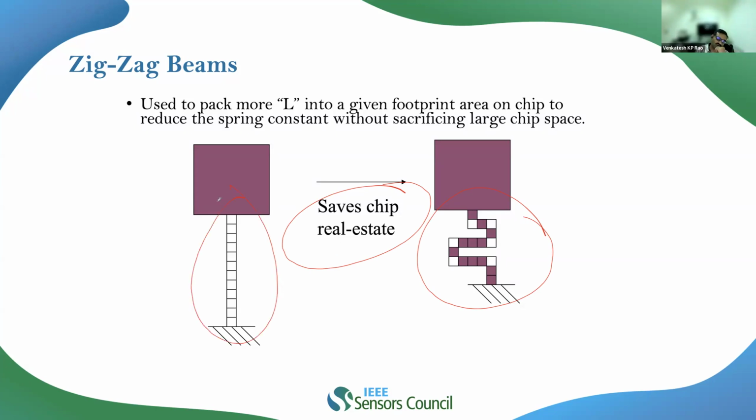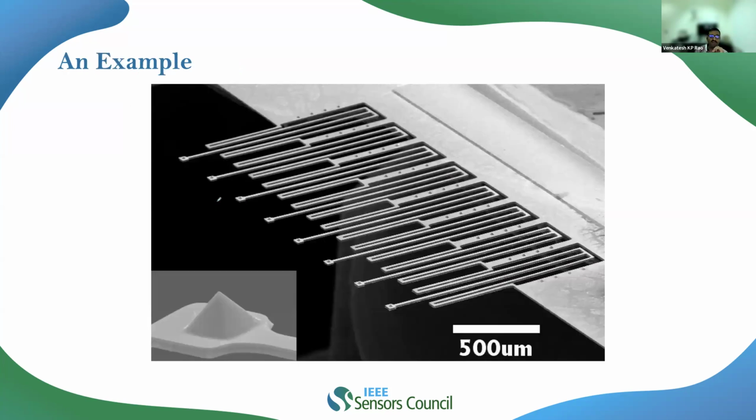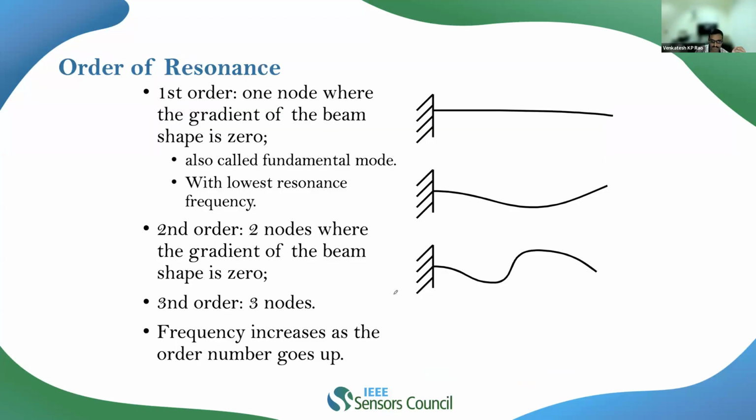Indeed, if your length is quite large, you had better go forward for the meandering beams or the zigzag beams under consideration. So these are some of the examples where you can see that indeed we are going forward for meandering beams. Only this much is 500 micrometers. Since they are quite large beams under consideration, we indeed go forward for zigzag beams or the meandering beams. This is the case of an AFM cantilever, right? And the order of the resonance.